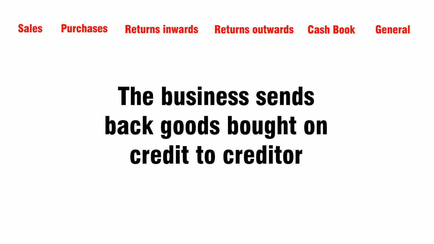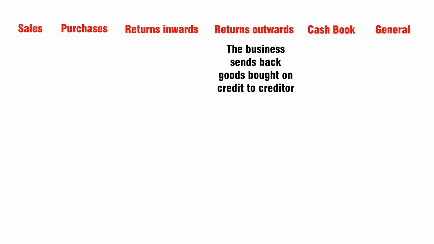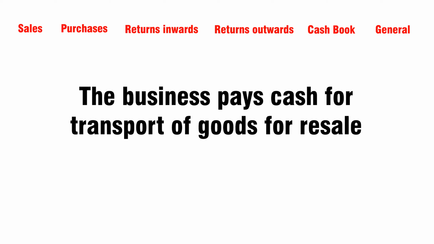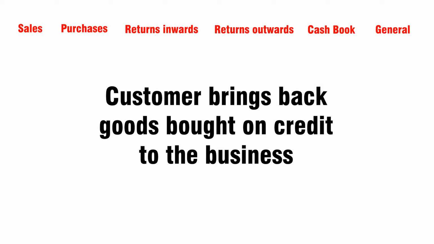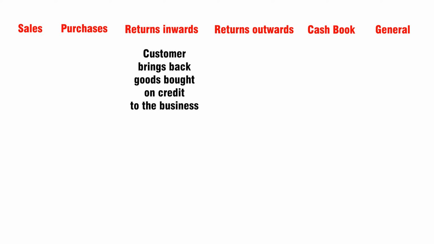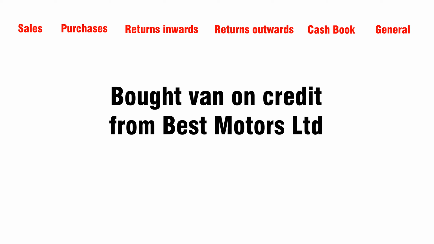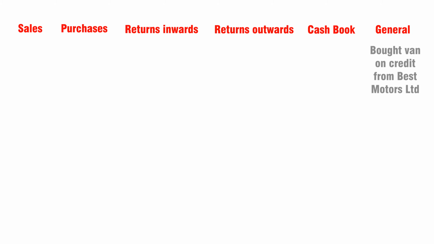The business sends back goods bought on credit to creditor. Returns outwards journal. The business pays cash for transport of goods for resale. Cash book. Customer brings back goods bought on credit to the business. Returns inwards journal. Bought van on credit from Best Motors Limited. General journal.